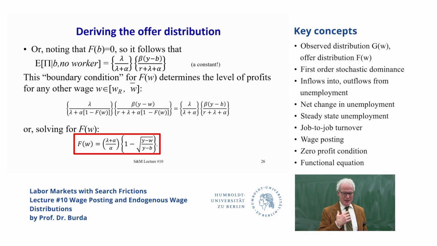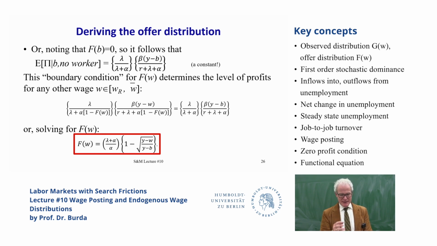What is the highest wage I can pay and still have the same level of expected profits as this guy? And that's going to terminate the support of the offer distribution. That will actually cut it off. Start at B, and it's going to go to some higher W upper bar that we have to solve for. Okay, so if you think of that as a boundary condition and just apply that to any W that is valid in the offer distribution, it has to obey that condition.